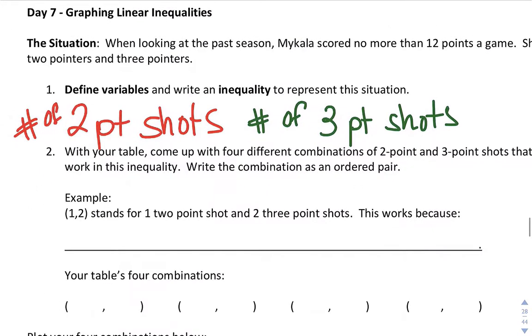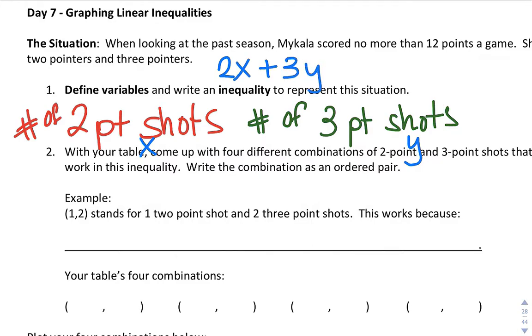So we could write an inequality that represents that. Let's say 2-point shots are x, 3-point shots are y. So you have 2x plus 3y, the number of 2-point shots plus the number of 3-point shots. And she scored no more than 12 points per game, so less than or equal to 12. So 2 times the number of 2-point shots plus 3 times the number of 3-point shots should be less than or equal to 12.